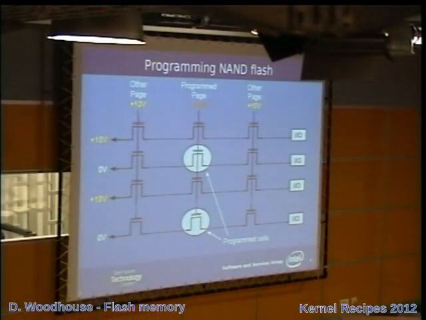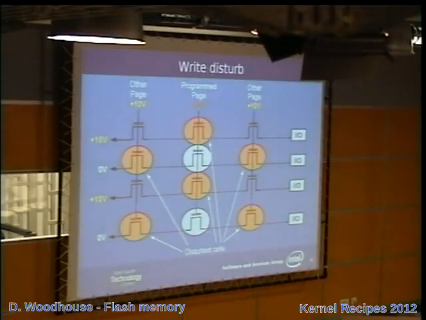Right, so the write disturb, I have notes here that it's 1 in 10 to the 10, so 10 milliard, for single level cell flash, and 1 in 10 to the 8, so 1 in 100 million, for multi-level cell flash. That's the incidence of write disturb.